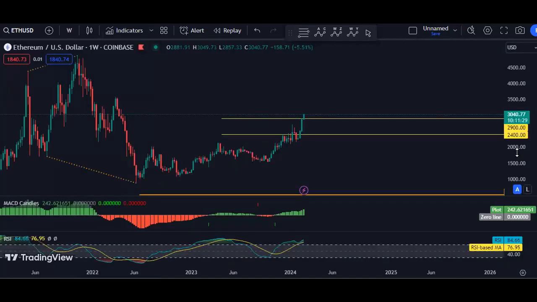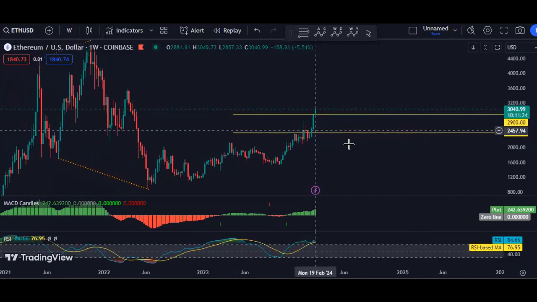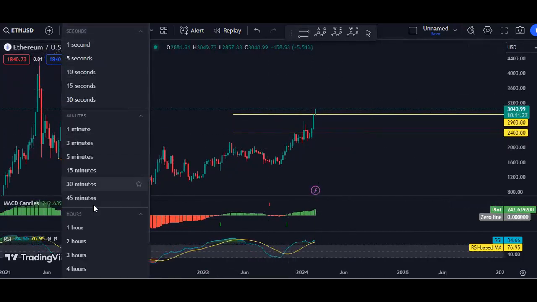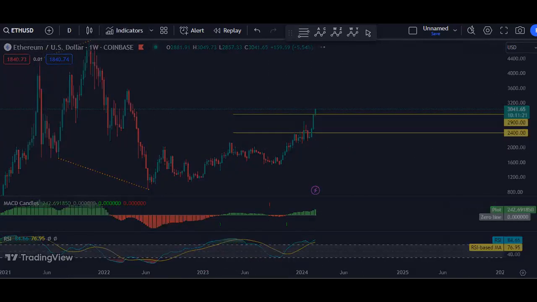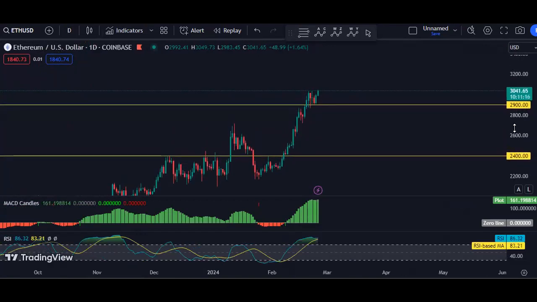And if you move to lower time frame, we want to see what's the next. Based on weekly chart, we don't see any information, but we want to see how we can look for trade. And as I mentioned, the next target I'm looking for is 3.4K.